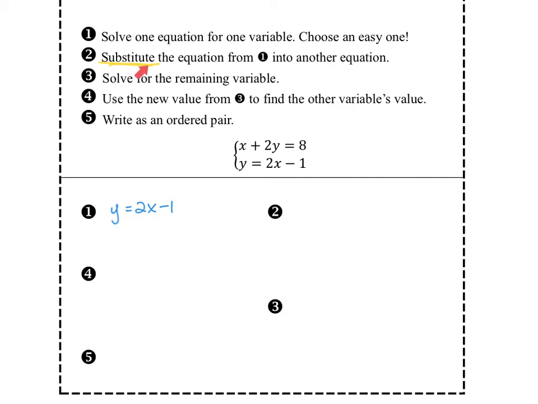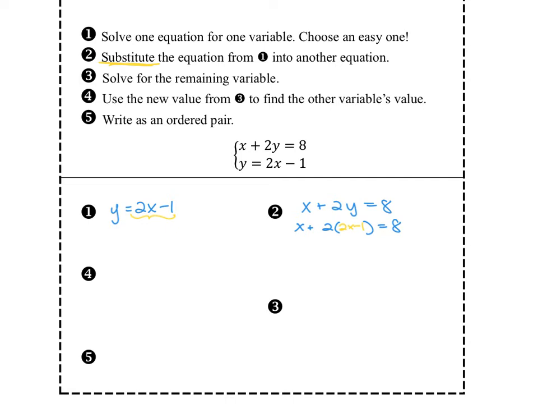Now what it tells me to do is substitute this equation into the other equation. So I'm going to take what y equals, y equals 2x minus 1, and in my other equation, x plus 2y equals 8, in place of the y, I'm going to put what y equals, this 2x minus 1. So I'm going to get x plus 2, and in place of the y, I'm going to put 2x minus 1. Now what you should notice is that my whole equation is in terms of x's. There are no more y's in my equation.